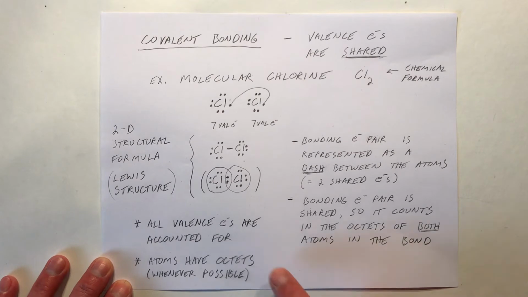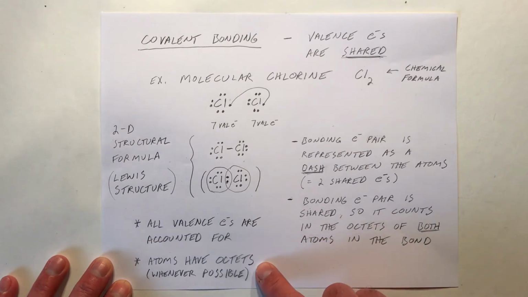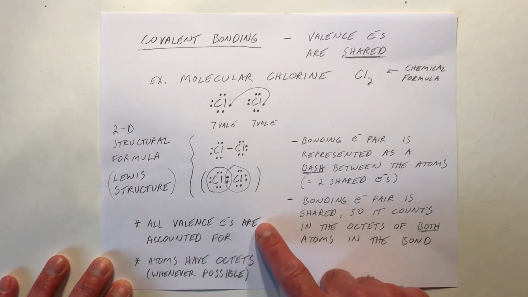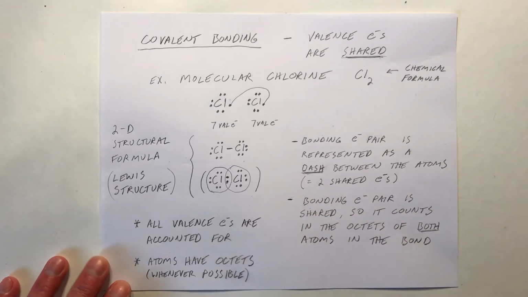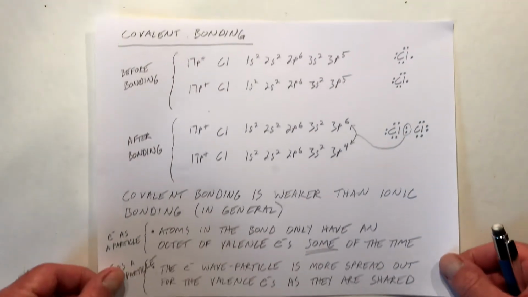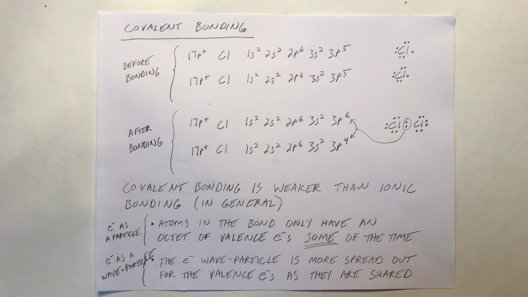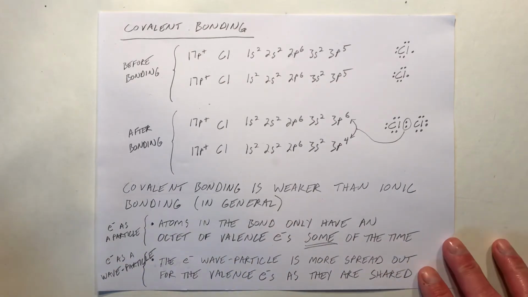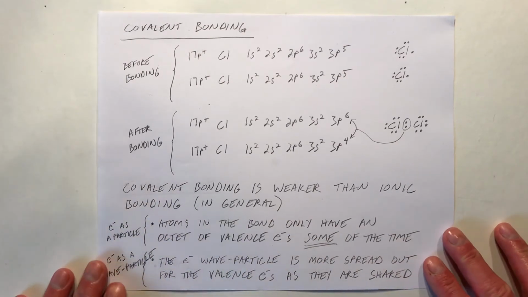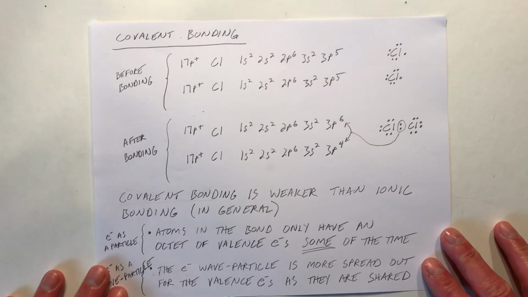So really what we're trying to do is make structures that have octets whenever possible and make sure that all the valence electrons are accounted for. Because, you know, the law of conservation of mass still holds true. We can't create electrons out of nowhere and make electrons disappear into nowhere. All right, so let's take a look at covalent bonding from the standpoint of electron configurations.